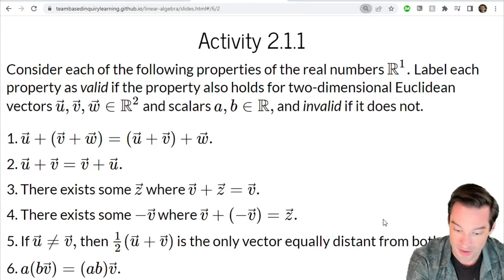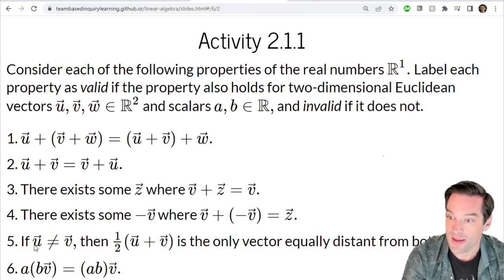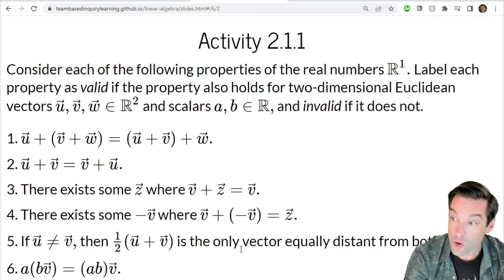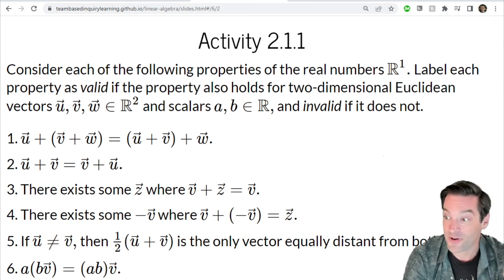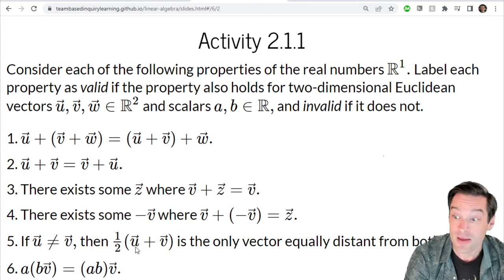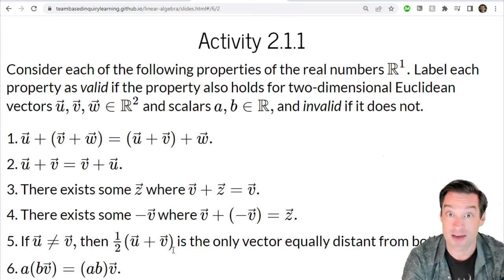Property number 5 on this list is if two vectors u and v are different from one another, then the only vector that is exactly as far away from u as it is from v is half the sum of u and v, in other words, the average. This is a property that's true among the real numbers.